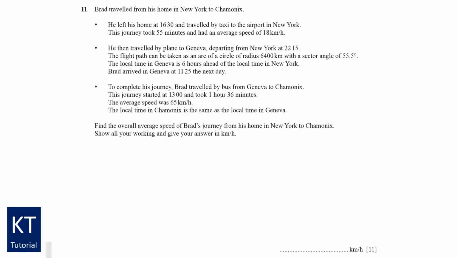Question 11. Brett traveled from his home in New York to Chamonix. He left his home at 16:30 and traveled by taxi to the airport in New York. This journey took 55 minutes and had an average speed of 18 kilometers per hour. He then traveled by plane to Geneva, departing from New York at 22:15.